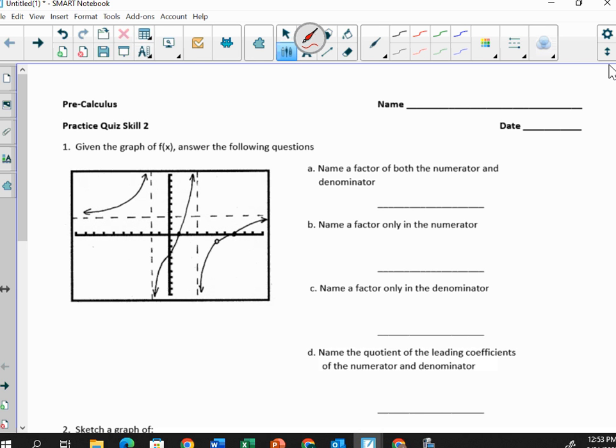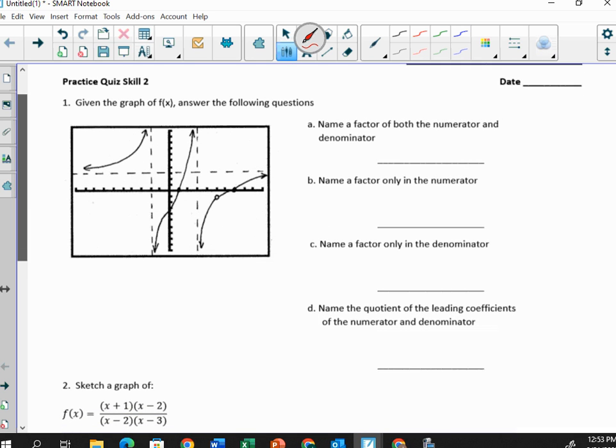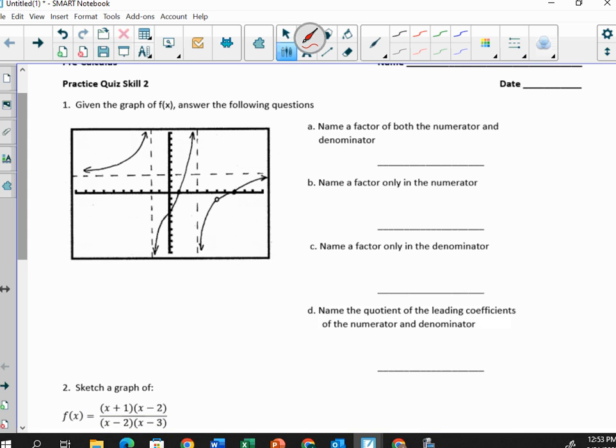All right, guys, let's go through this, make sure we've got it all figured out here. So the first one, I gave you a graph, and then I asked you for specific things from that graph, kind of working backwards, not just making the graph and listing it all out. Can you tell me what's happening? So guys, if I'm talking about a factor that's in both the numerator and denominator, which feature of the graph are we talking about?